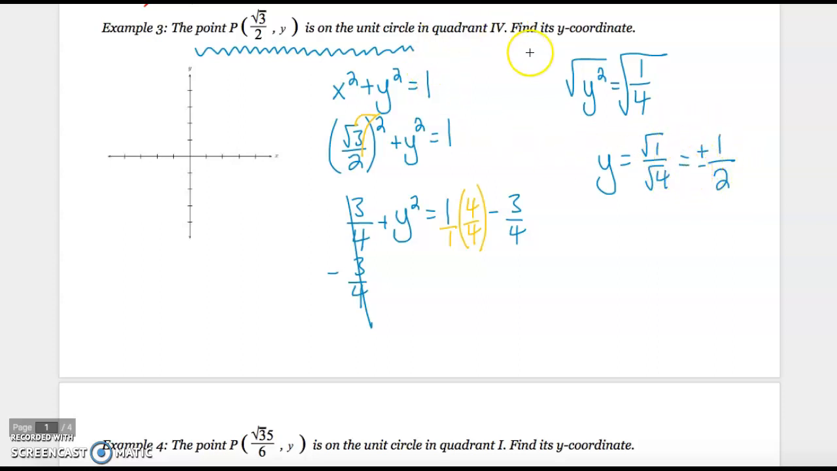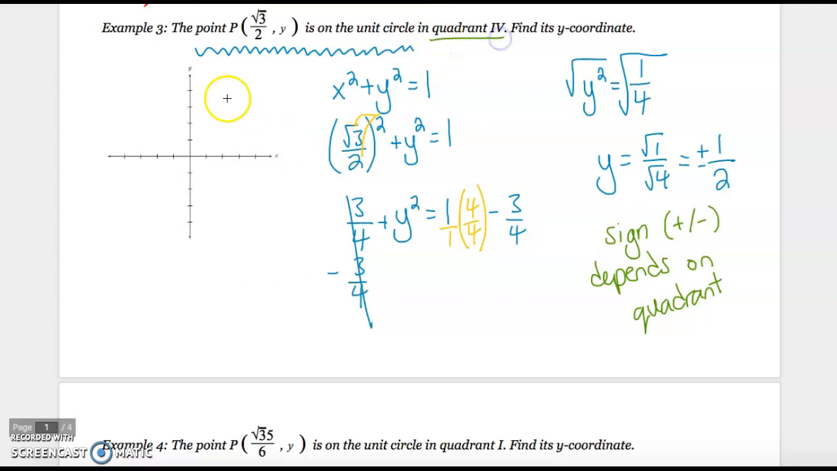Now, for our point, we can only have one answer. We can only have one y coordinate, so we have to decide whether it is the positive or the negative 1/2. The sign, the plus or minus, depends on your quadrant. That's where the quadrant information comes into play.